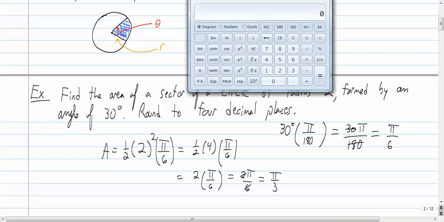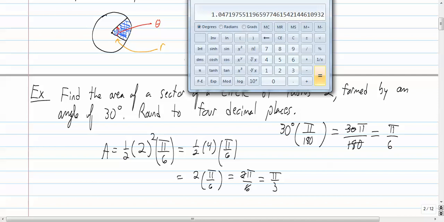Alright, let's take our calculator. I wouldn't just use 3.14 for pi. If your calculator has a pi button, I would use that. But I would at least use 3.14159 if I didn't have a pi button on my calculator. Alright, so if I take pi, divide that by 3, that gives us 1.04719, so on and so forth.